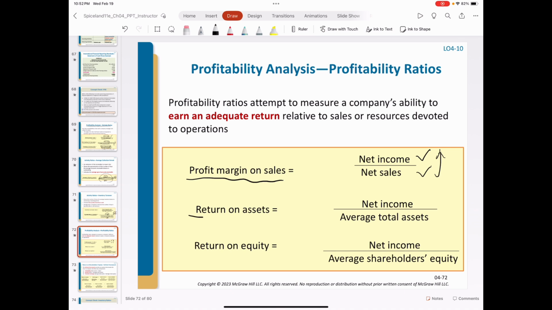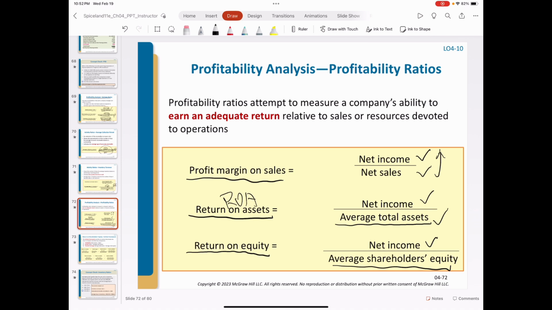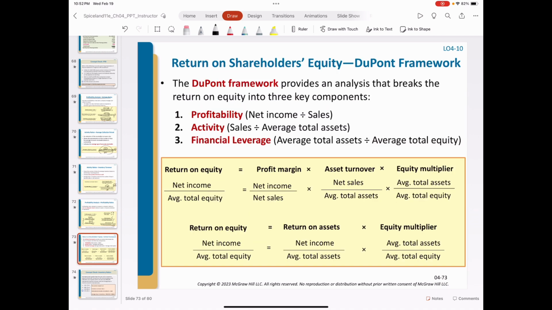And the return on assets, or ROA, is defined as net income divided by average total assets. The next one, which is more meaningful to equity holders, is net income divided by the average book value of stockholders' equity. And you will find these two ratios, ROA and ROE, can be disaggregated as follows.